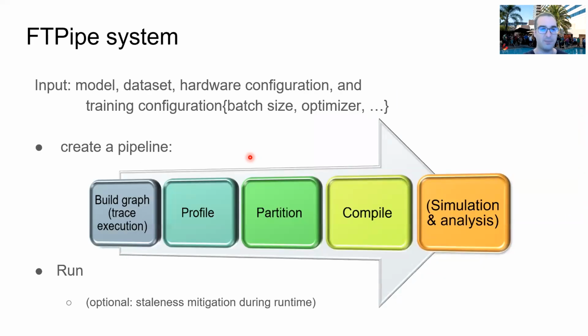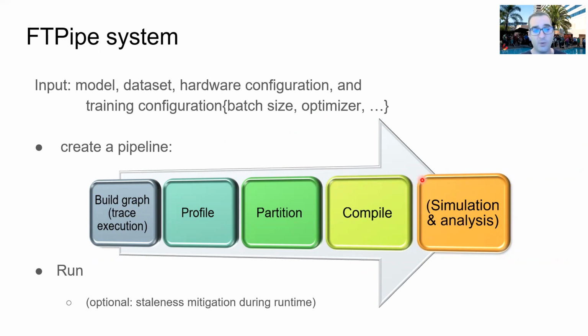So let's survey the FTPipe system. The input to the system is a model, dataset, hardware configuration, and training configurations such as batch size, optimizer, and so on. Our framework automatically creates a pipeline. It builds the computational graph by tracing execution, profiles the graph, then partitions it using several methods, compiles the results to code which we can run in our framework in a distributed setting, then uses simulation and analysis to compare several results. Hence, we can take the best partitioning result.